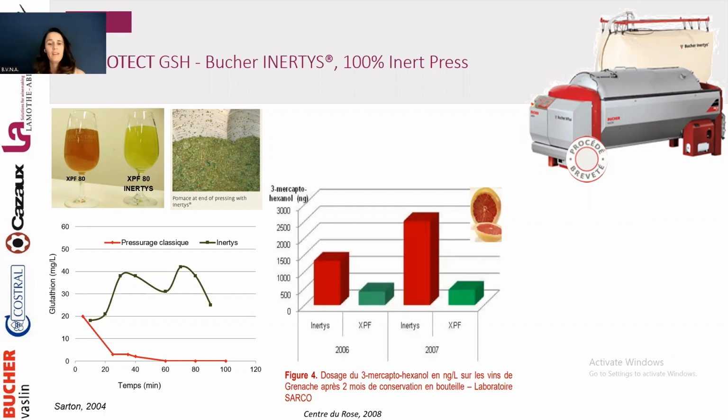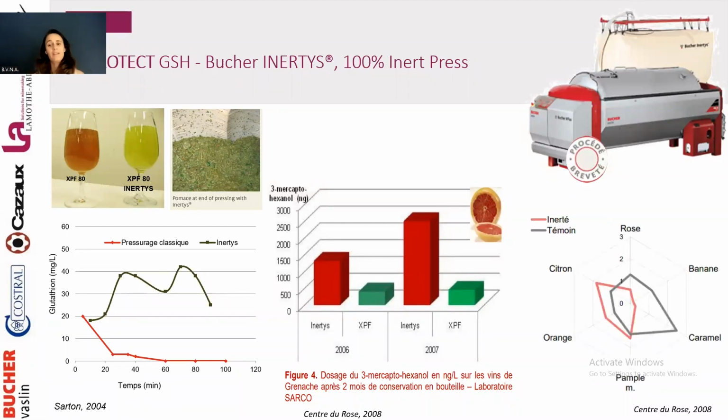In terms of result, here is a trial from the Rosé Center, published in 2008 but done in 2006 and 2007, where we're comparing, every time we pressed with the inert press, the final wine was richer in 3MH. Okay, so more thiolic compounds. And in terms of tasting, the wine was always with more orange, lemon, grapefruit, and fresher aromas, with less cooked caramel and roses, heavier notes. So very, very strong result when we inert the pressing step.